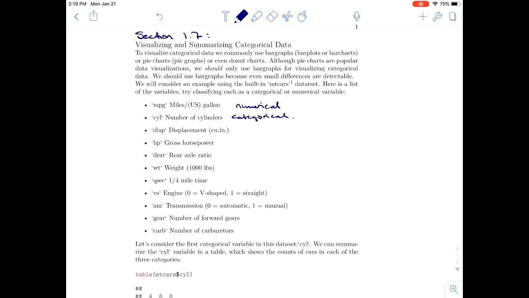The next variable that we'll look at is this VS variable. So you can, I guess, either have a V-shaped engine or a straight engine, right? So each car has been put in a category of V-shaped or straight. And that's it. So here's our next categorical variable.